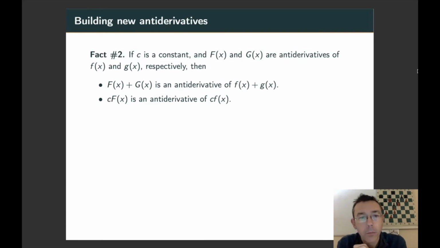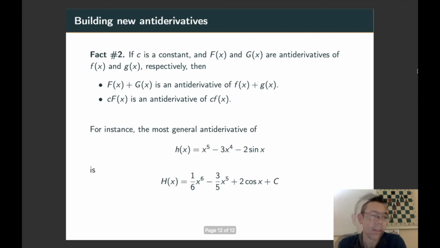We can immediately start building new antiderivatives. So remember, when you're differentiating a sum, you can just differentiate the pieces, and that's true of antiderivatives as well. Similarly, if you have a constant times a function, you can just differentiate the function and multiply it by the constant. Same thing with anti-differentiation. Let's do one more example. So we have this function, little h of x equals x to the fifth minus 3x to the fourth minus 2 sine of x. And we'd like to get the most general antiderivative. We're going to do it piece by piece.